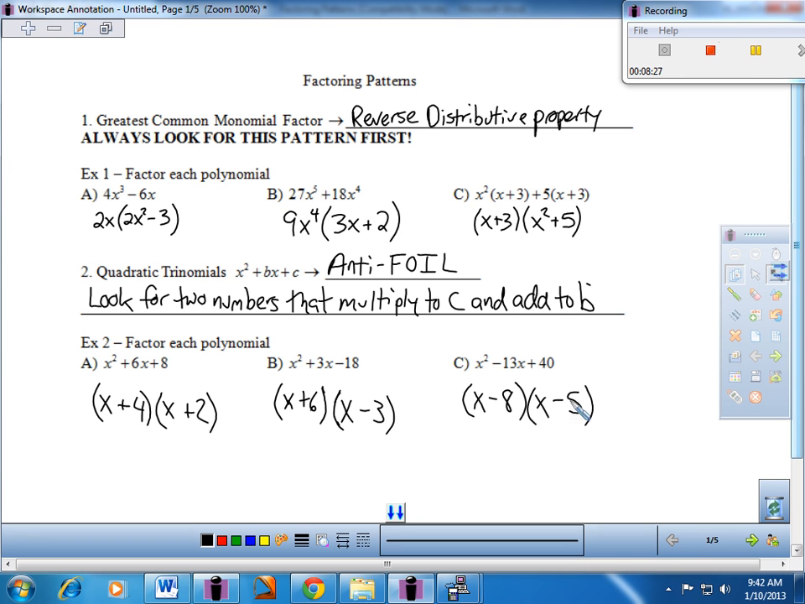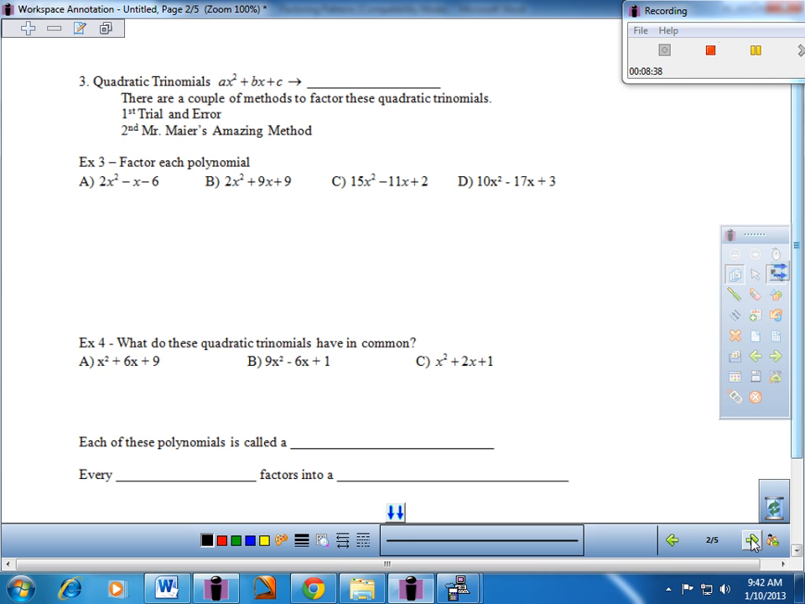We're going to get into some of the harder ones on the next pattern. All right, so let's go for it. Number 3, of course, is the same exact thing. It's a quadratic trinomial. The only difference, of course, is now I'm going to throw a number in front of the x squared.